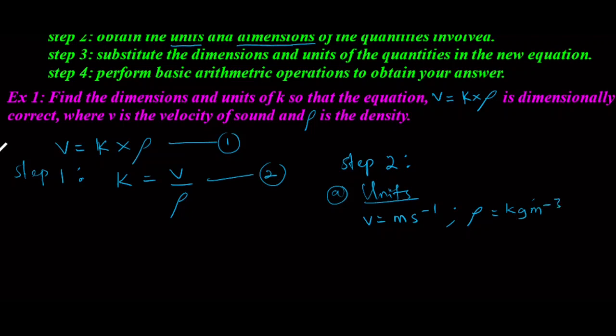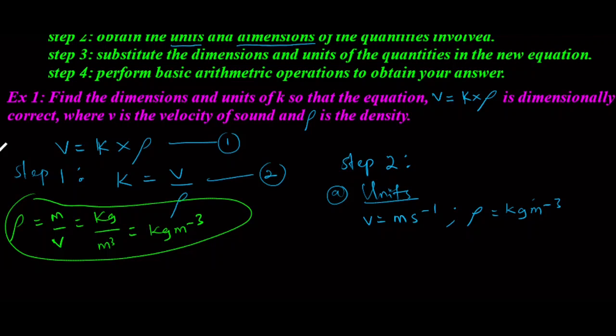How do we obtain kilogram per meter cube? Let's quickly work things out here. As we can see, density is mass over volume. Now, what is the unit for mass? That is kilogram, and the unit for volume is meter cube. We simplify this to have kilogram per meter cube. That's the density unit. Now that we have gotten the units of the quantities involved, let's substitute.